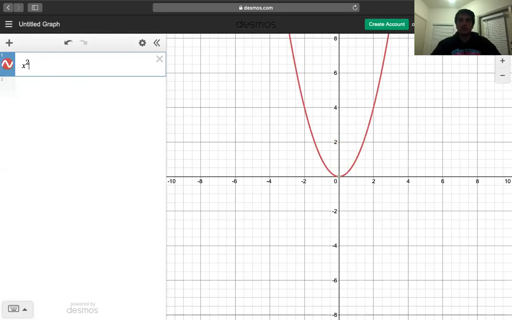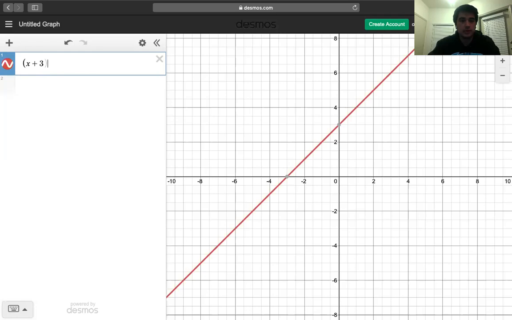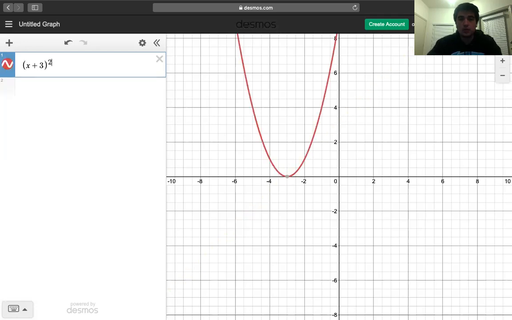Now that's not what we're talking about today. Today, what we're talking about is horizontal translation, okay? So how we tell if we have a horizontal translation is we just look inside the parentheses, okay? That's it. So it's going to look something like this. So if I have (x + 3) squared, what happened to the parabola, right?